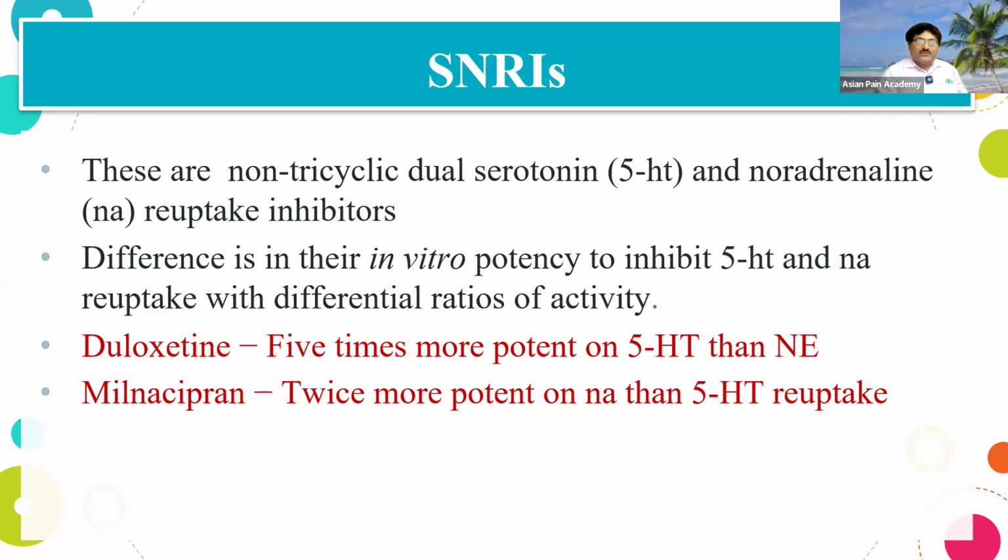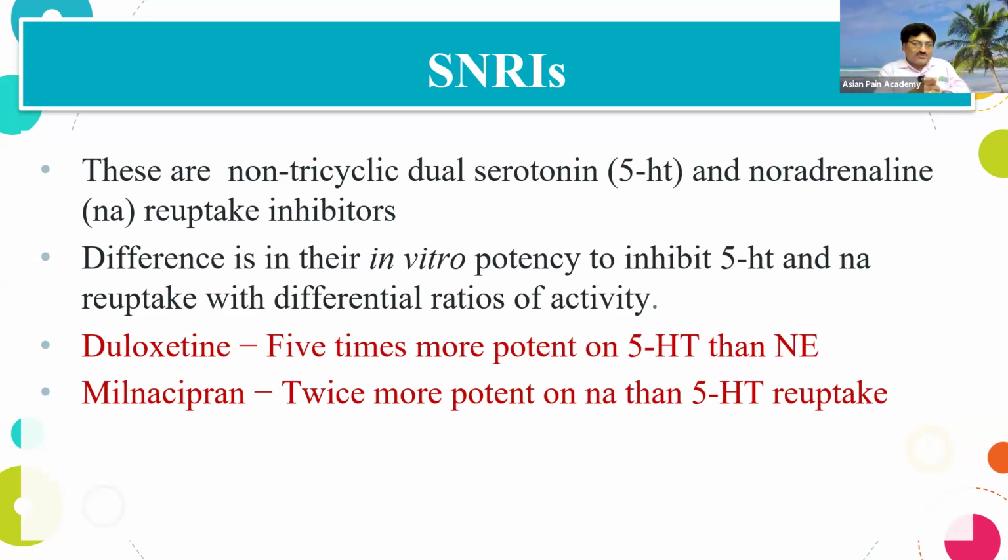So these are the problems remaining with the amitriptyline. So you have to give it judiciously and depending on the patient, definitely. Among the SNRIs, duloxetine and milnacipran, there is a difference in the reuptake inhibition of serotonin and norepinephrine. In duloxetine, it is 5 times more potent on serotonin than norepinephrine, whereas milnacipran is quite more potent on norepinephrine than serotonin.